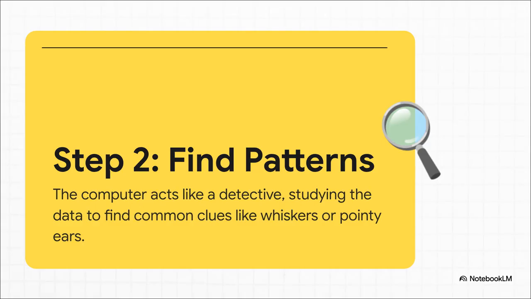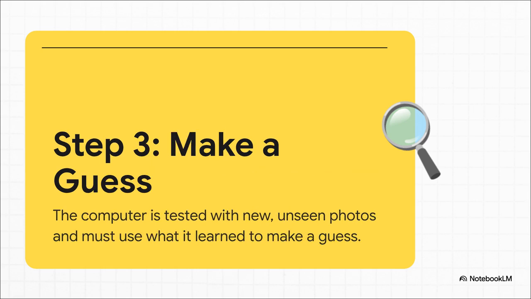Okay, so once it has all this labeled data, the computer basically becomes a detective. It sifts through all those thousands of cat photos and starts looking for clues, for common patterns. It might figure out, hey, a lot of these cat pictures have whiskers, and these pointy ear shapes keep showing up. And now for the big test. We give the computer a brand new photo it has never ever seen, and we ask it, all right, what is this? It has to take all those patterns it found and make its best educated guess.